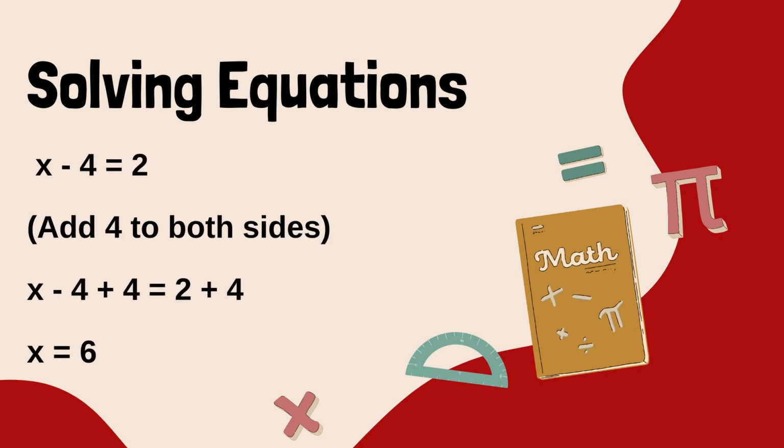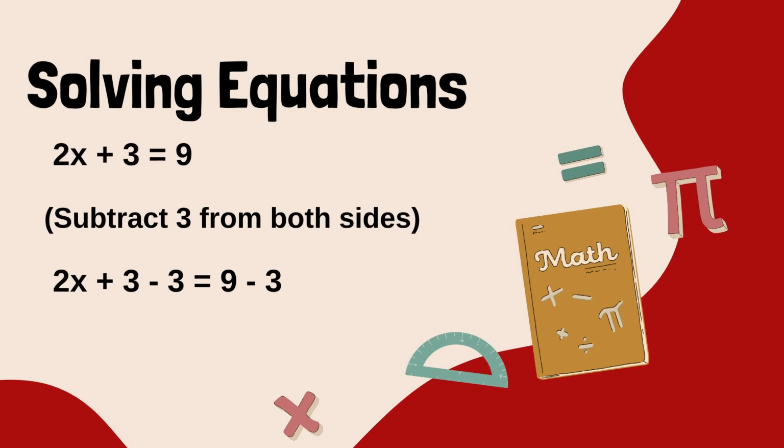To have just x on this left hand side of the equation, I would add 4 to both sides. So I have x minus 4 plus 4 is equals to 2 plus 4. Now my minus 4 plus 4 crosses out each other. It gives me 0. So I'm left with just x. So the value that I have on my right hand side will be the value of x, which is 2 plus 4, and that is 6. So my x is equals to 6. Let's take a look at another one.